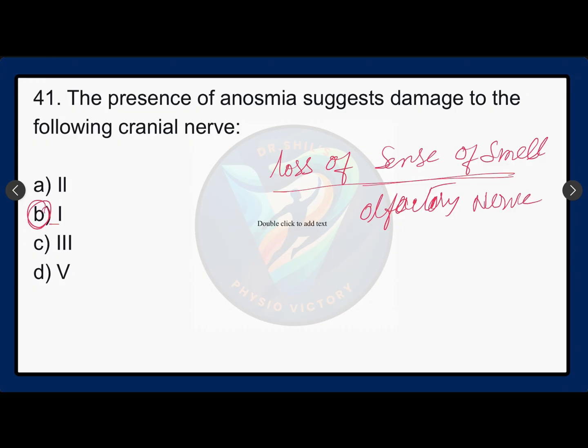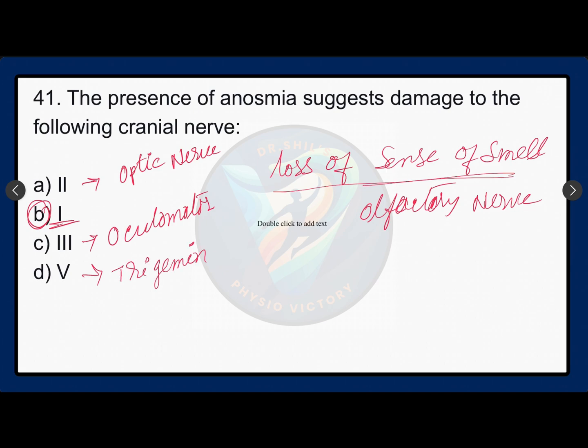Which is cranial nerve 1. Cranial nerve 2 is optic nerve. Cranial nerve 3 is oculomotor nerve. And cranial nerve 5 is trigeminal nerve.